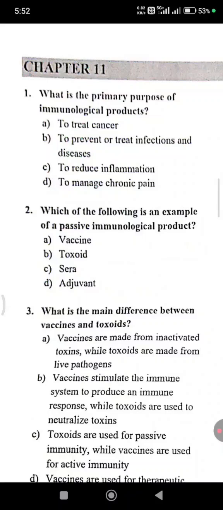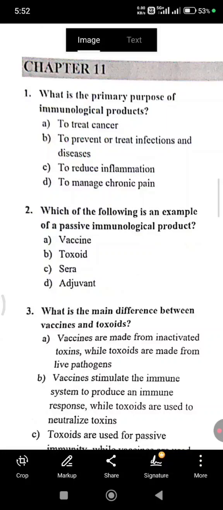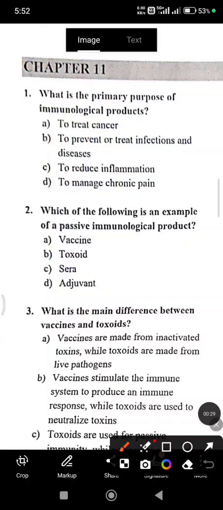What is the primary purpose of immunological products? The correct options: option A, to treat cancer. Option B, to prevent or treat infections and disease. This is the right answer. Option B is the right answer.